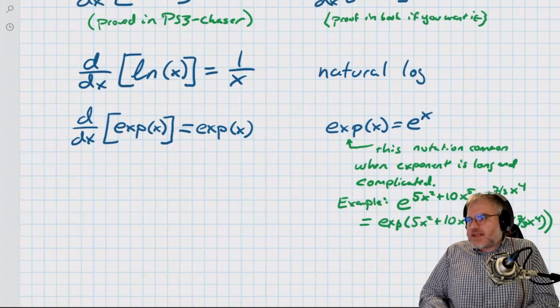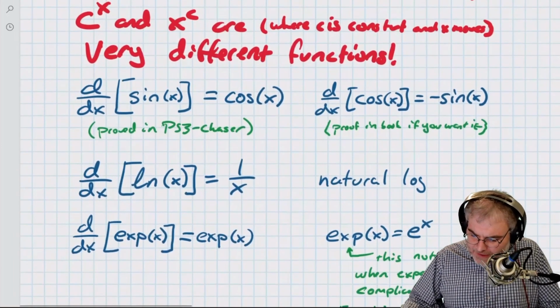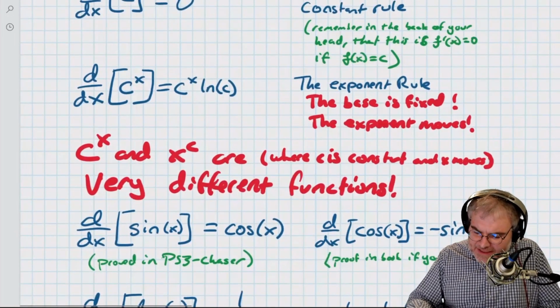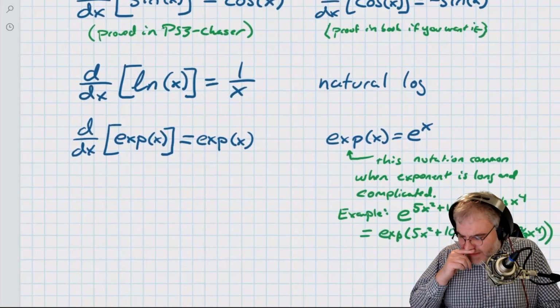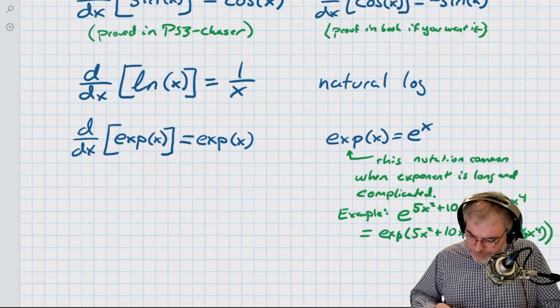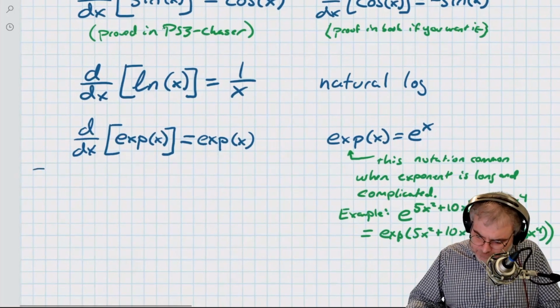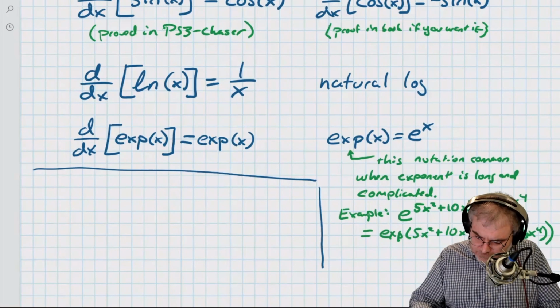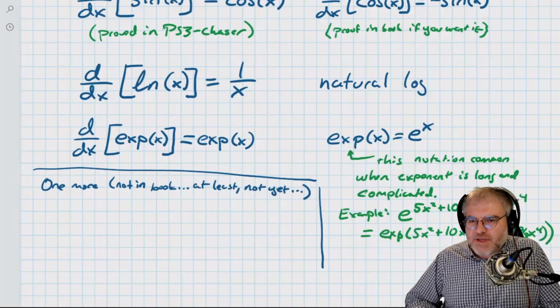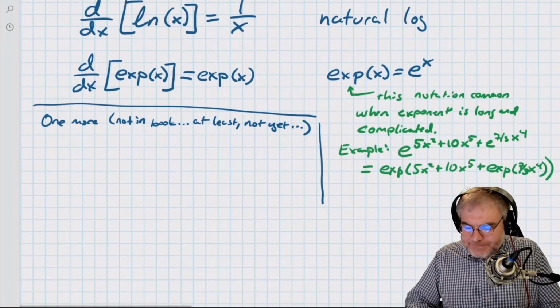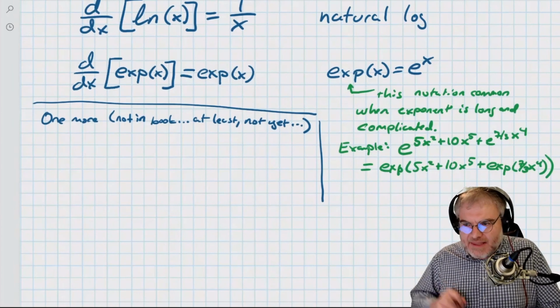All right. Are there any questions about these? I put a bunch of them up here, right? I got sine, cosine. I got c to the x. I got a constant. I got x to the c. I think that's all the ones you need. I'm going to show you one more. And that's this one. There's one more that's not in the book, or at least not yet. And by not yet, I mean we haven't gotten that far yet.